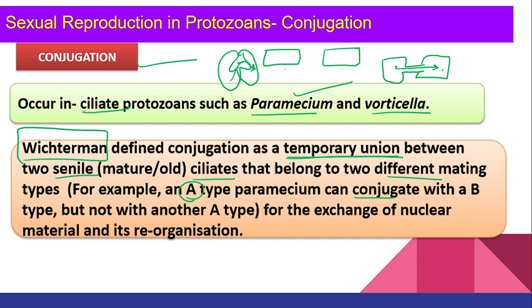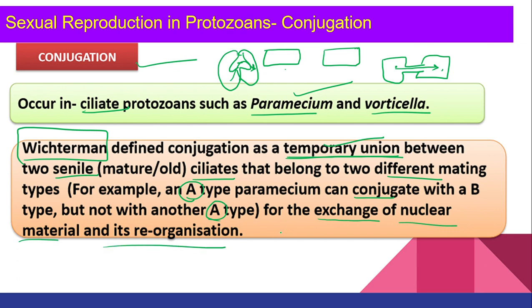There should be a difference, class, right? Now by difference I'm not saying that the bacteria will conjugate with the paramecium, right? It's not like that. So conjugation is a temporary union between two senile ciliates that belong to different mating groups. For example, will A form a conjugation tube with A? Did I say correct? No. They are going to form a conjugation tube with other than A, right? Now, what are they doing this for? For exchange of nuclear material and its reorganization.